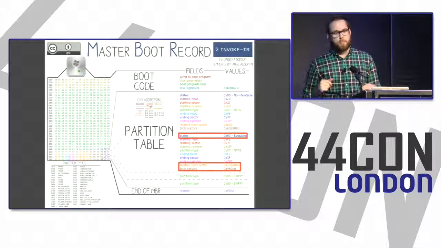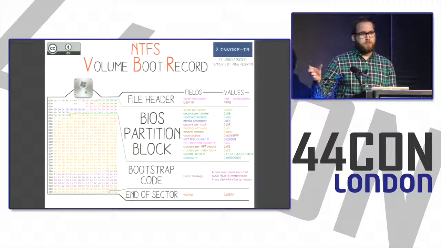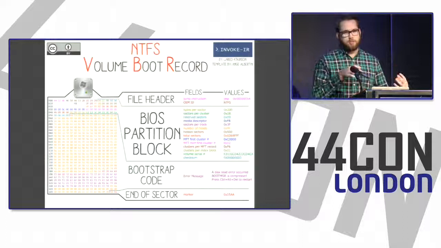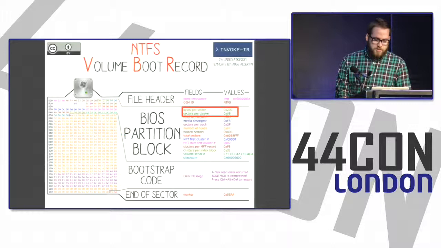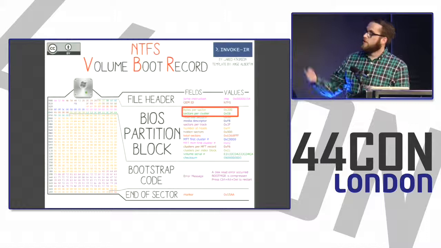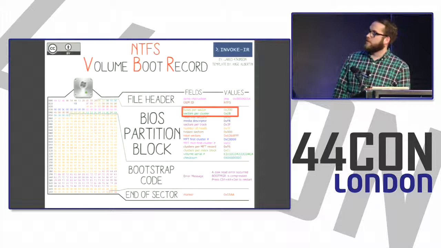Moving forward, the very first 512 bytes of the partition itself is the volume boot record. So there's a master boot record for the hard drive, and then each partition will have a volume boot record, at least every Windows partition. What we find here is the bytes per sector and bytes per cluster. So now you know how big a sector is and how big a cluster is. In this case, 512-byte sectors and 8 times 512, which is 4096-byte clusters.